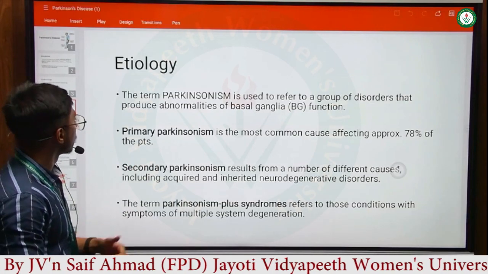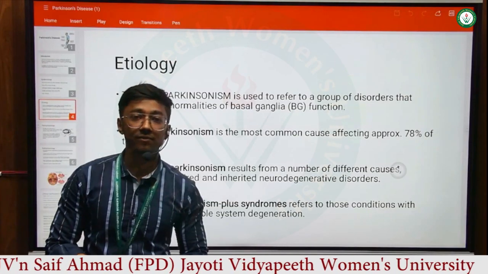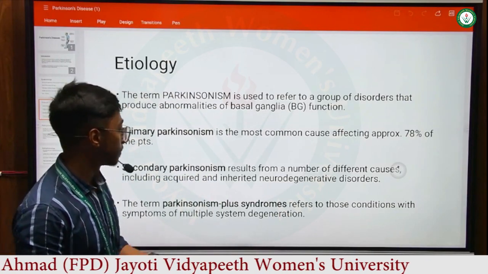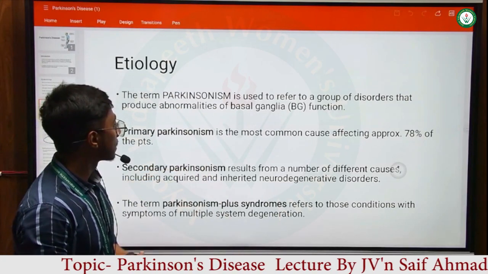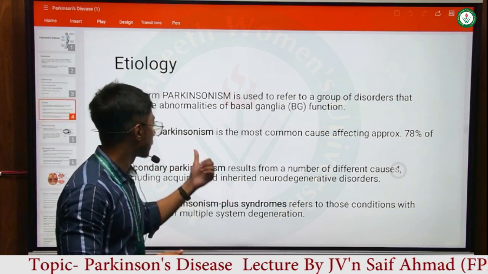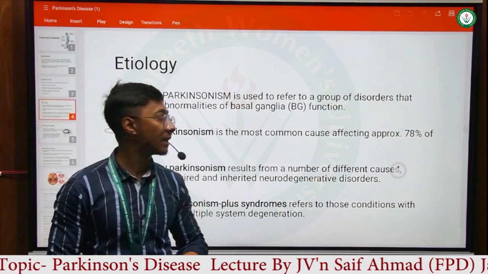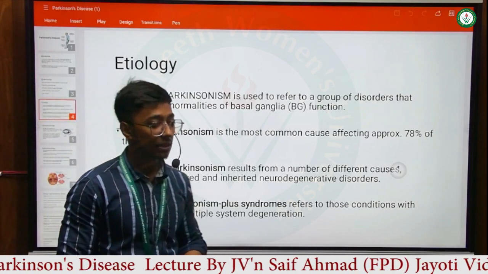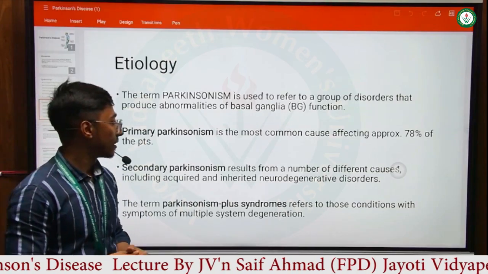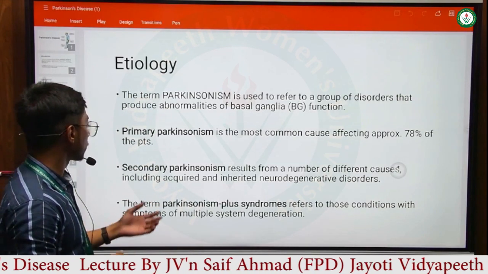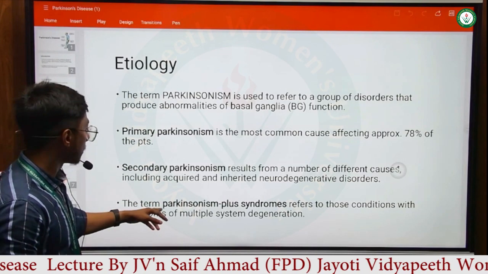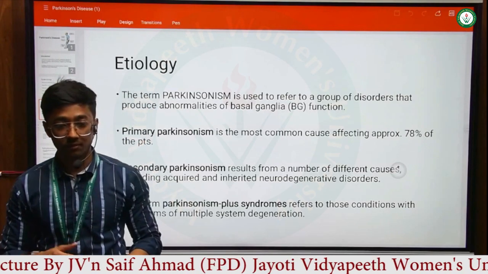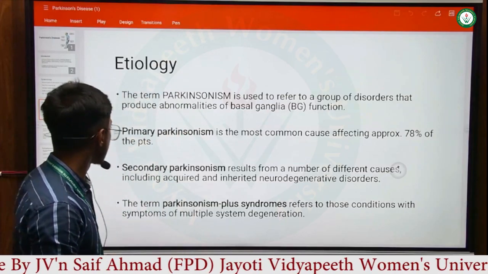There are three types of etiology in Parkinson disease. First is primary Parkinson, second is secondary Parkinson, and third is Parkinson plus syndrome. Primary Parkinsonism is the most common cause, affecting approximately 78% of patients. Secondary Parkinson is associated with different kinds of disease like infective, inherited, acquired, etc. The term Parkinson plus syndrome refers to those conditions with symptoms of multiple systemic degeneration.